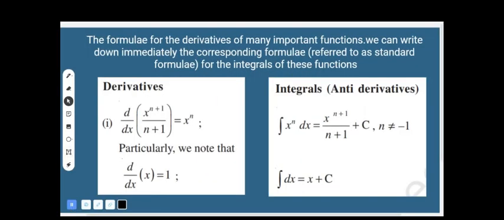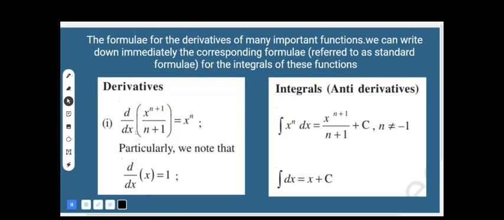So today we are going to learn about the formulas for the derivatives of many important functions. We can write down immediately the corresponding formulas, which are referred to as the standard formulas for the integration of these functions. Here, the derivative is always represented as d by dx.